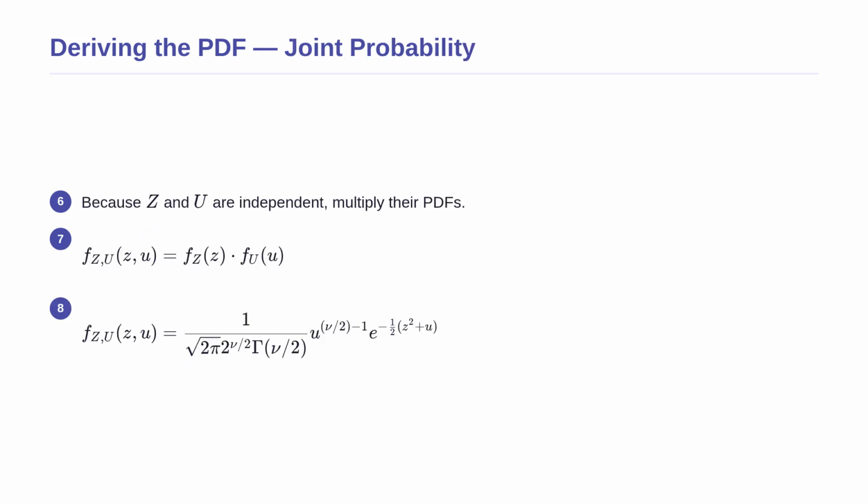Continuing our derivation, we need to find the combined probability behavior of these two variables. Because z and u are independent, we can find their joint probability density function by simply multiplying their individual equations together. This is a fundamental rule of probability for independent events. By multiplying the constants, the polynomial terms, and combining the exponents, we get this joint probability density function. This equation shows the likelihood of both the standardized sample mean and the sample variance occurring simultaneously. This sets the stage for us to introduce our t-statistic transformation in the next step.